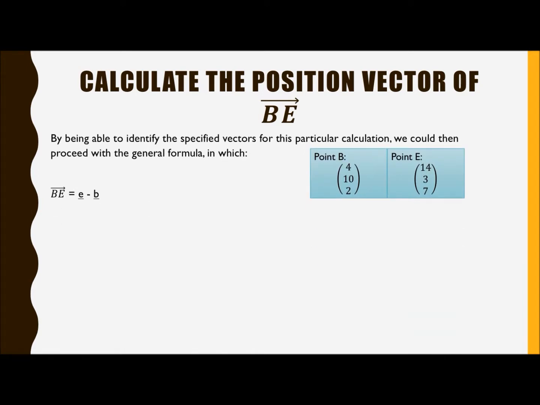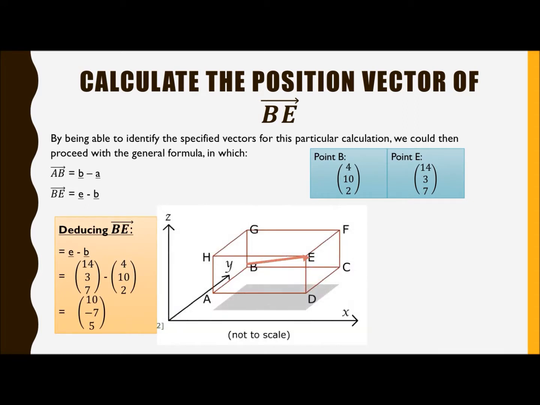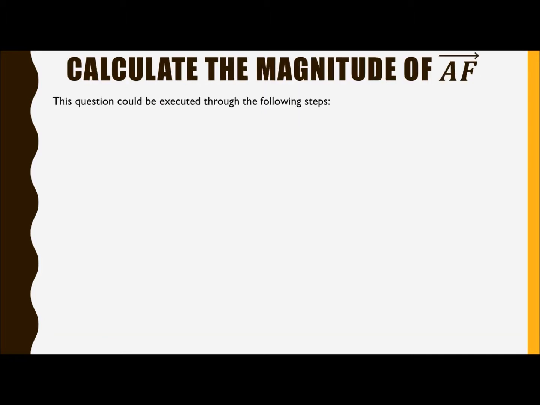With application of the given rule AB is equal to B minus A, we can calculate position vector BE through the form E minus B, where 14 minus 4 is equal to 10, 3 minus 10 is equal to negative 7, and 7 minus 2 is equal to 5.